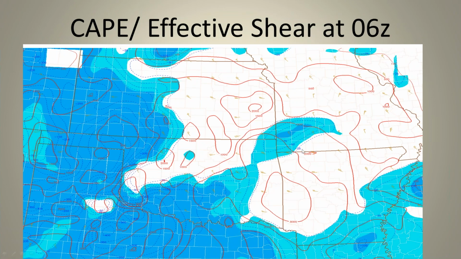CAPE and effective shear at 06Z. You can see the biggest CAPE is to the southeast. Drops off quite a bit as you go southeast to northwest. And the effective shear is right around 40 knots. So would that yield supercell structures? Possibly.